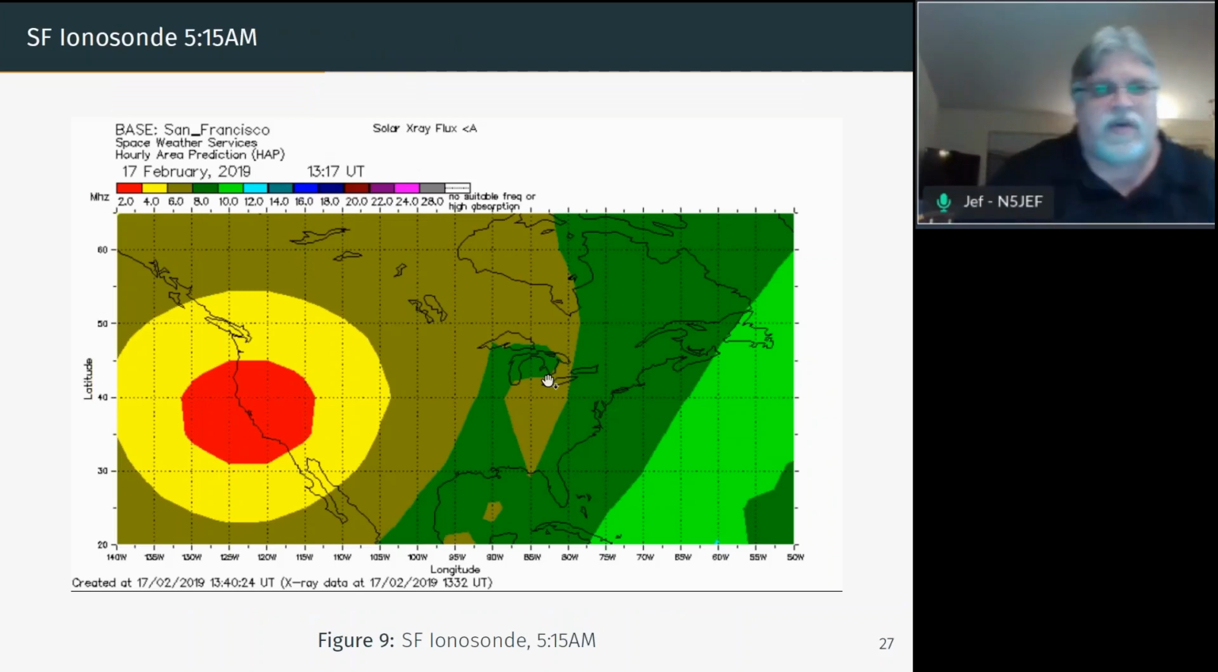So here we have a very useful tool for seeing the state of the ionosphere in terms of NVIS propagation throughout the day. It's the San Francisco Ionosonde. They're shooting radio waves straight up and recording the time delay between the time they're emitted and the time they return from being reflected from the F layer. And they're able to create these maps. And what you can see here is this first map was taken at 5:15 a.m. while the sun is still down. This was in February of last year.